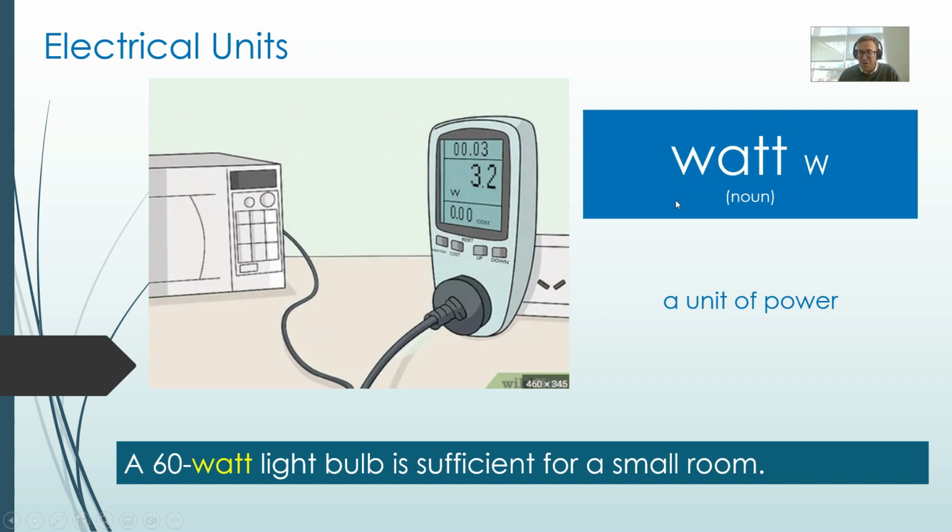Now watt, the pronunciation is exactly like the question, what? But that one we use with an H. This one we don't have H because again it's someone's name. So watt and then a double T at the end. The symbol is just the W, capital W.